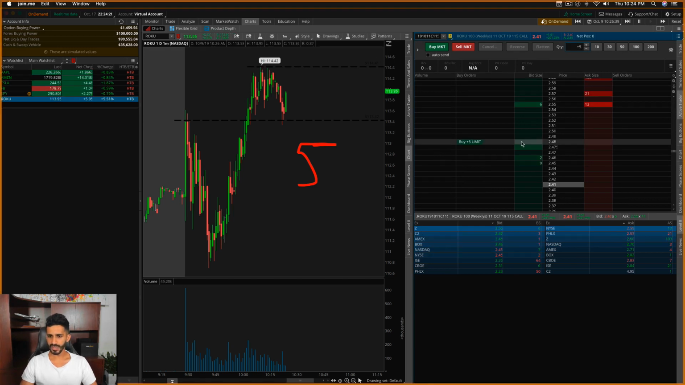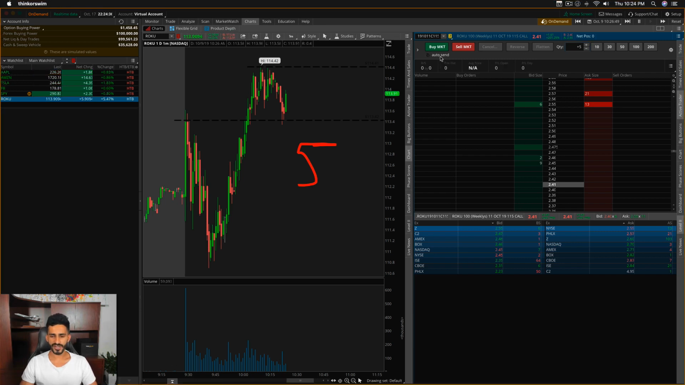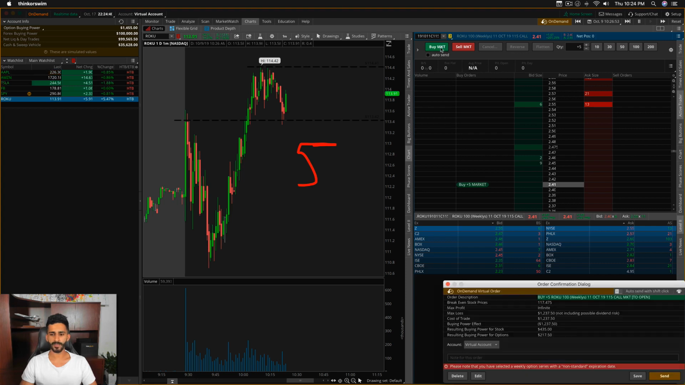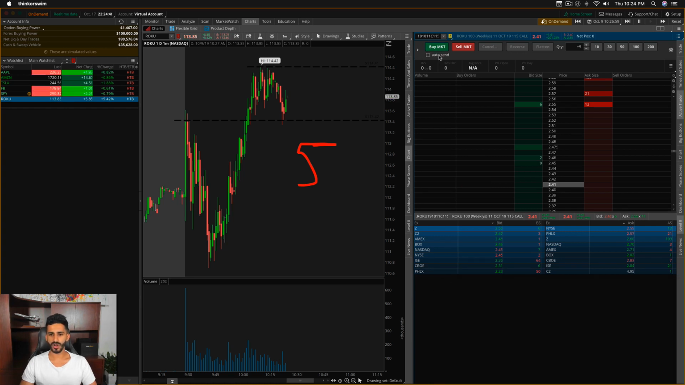Now, second, as I mentioned before, we have something called the auto send button. If you're someone who's looking for very fast execution speeds, auto send would be very, very effective. Why? Because if you don't have auto send on, and let's say I hit buy market, it's going to ask me for a confirmation. But let's say I have my auto send on and I hit buy market, it's not going to ask me for confirmation. That's number one.